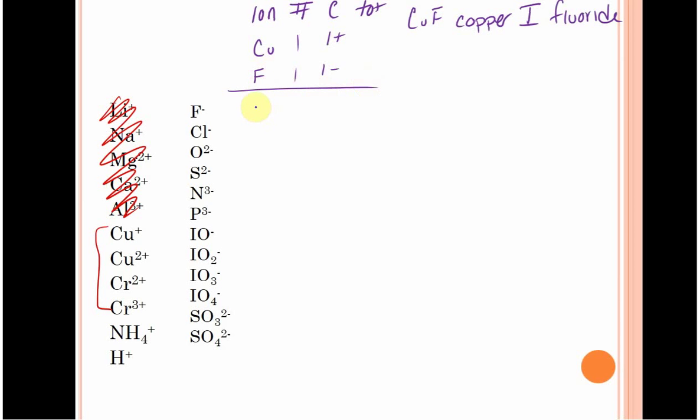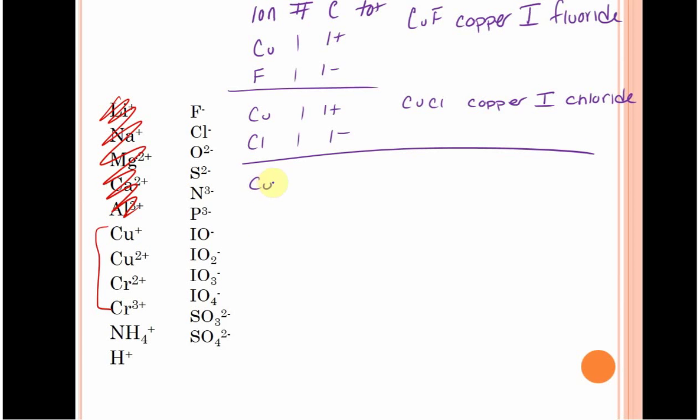If we do copper 1 with chlorine, again, the charges already cancel. So CuCl is copper 1, chlorine becomes chloride.